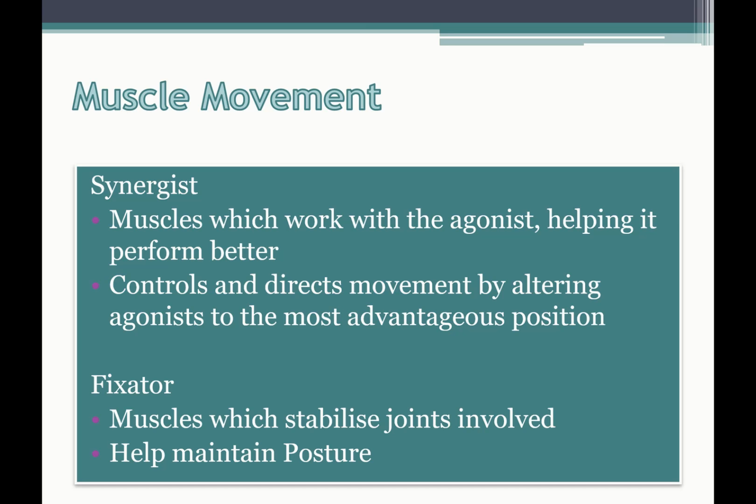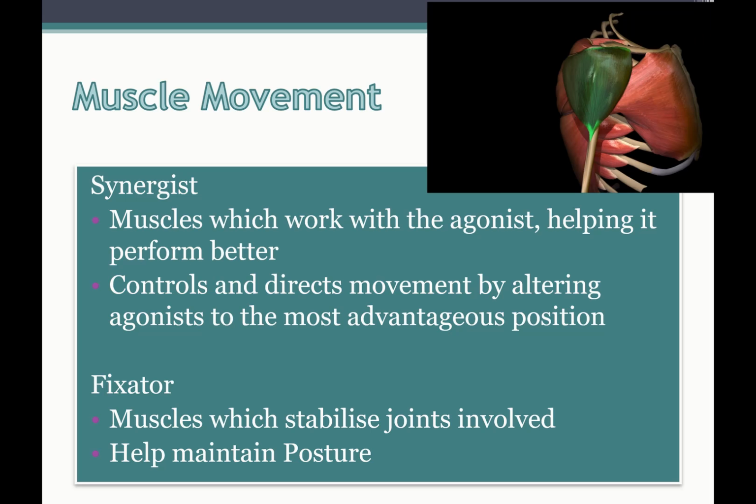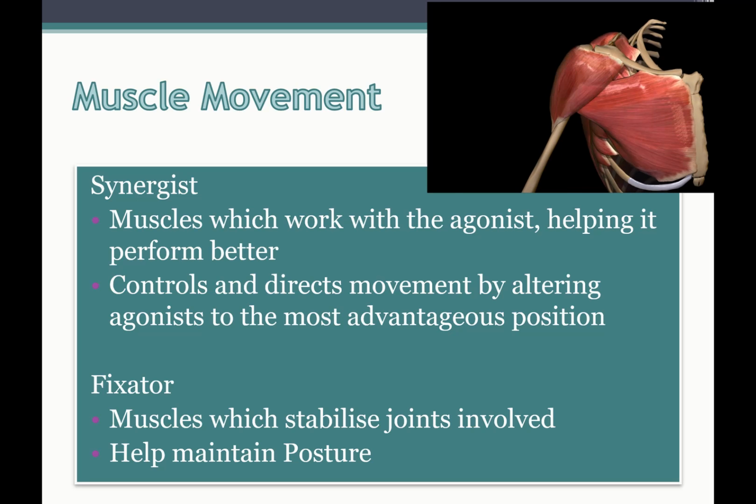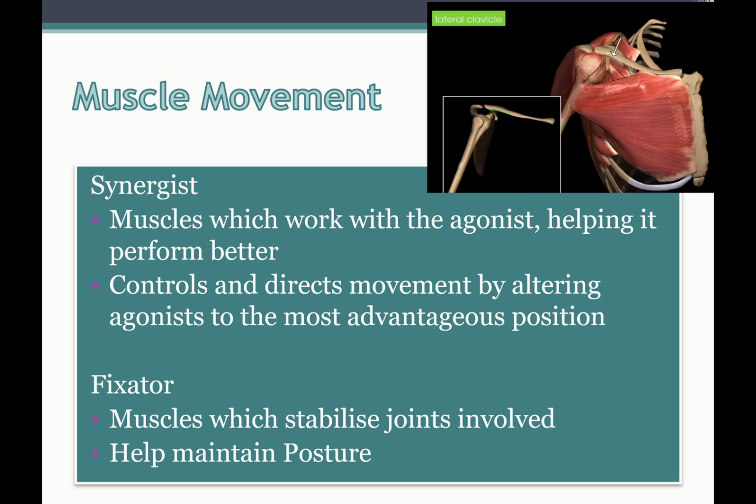So again, if we talk about the example of the bicep curl, we have the brachialis, which is the synergist. The fixator during this movement, if we want to keep our elbow and our shoulder in a fixated position so that we can fully work the agonist of the bicep, then we can have the fixator as the deltoid. So the cap of the shoulder is keeping the elbow and keeping the humerus in a nice stabilized position so that the bicep can fulfill its contraction.